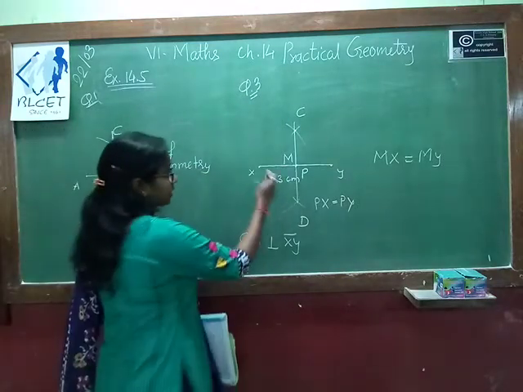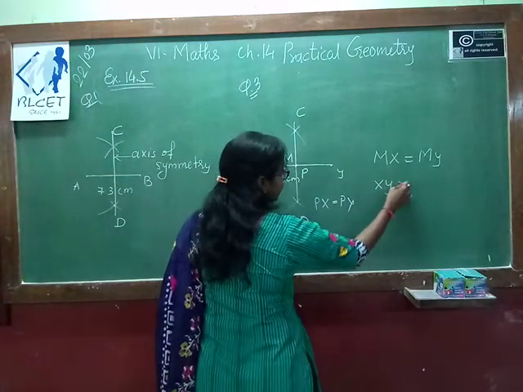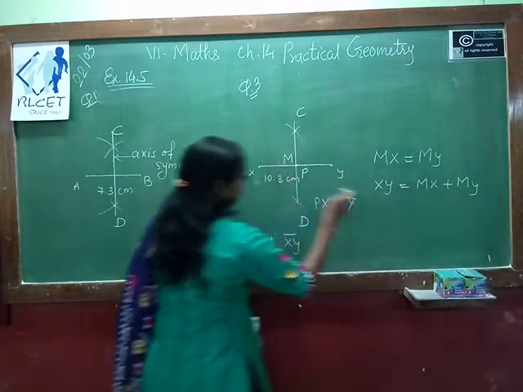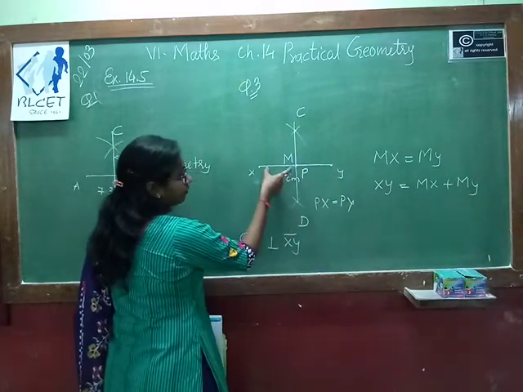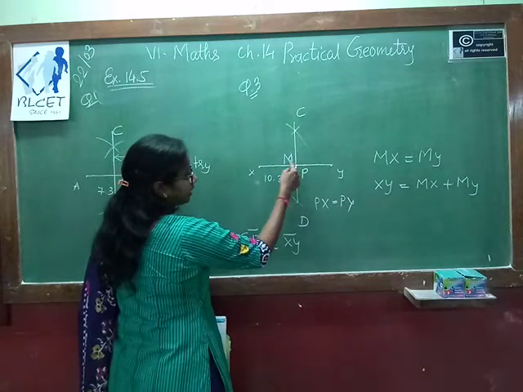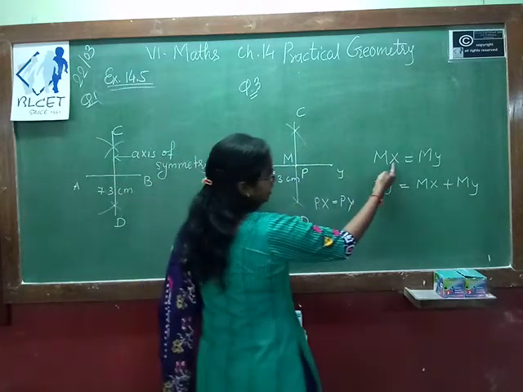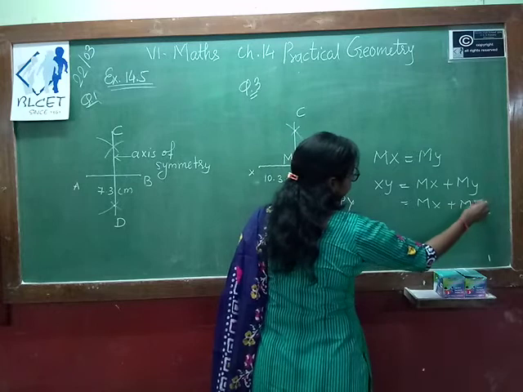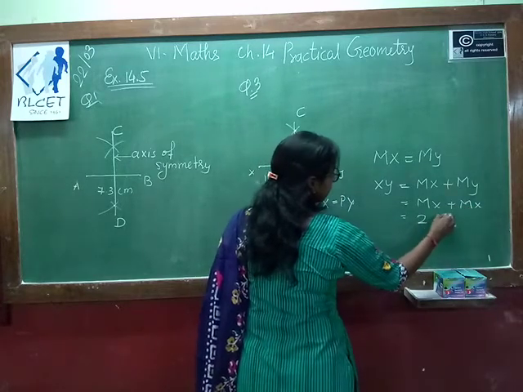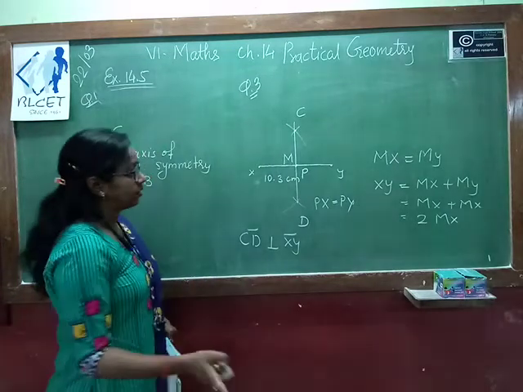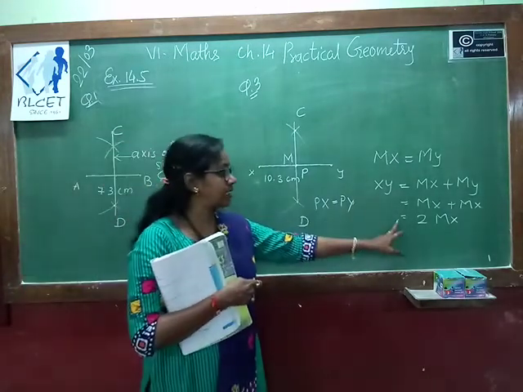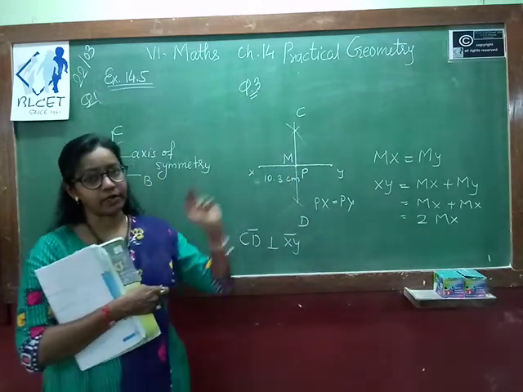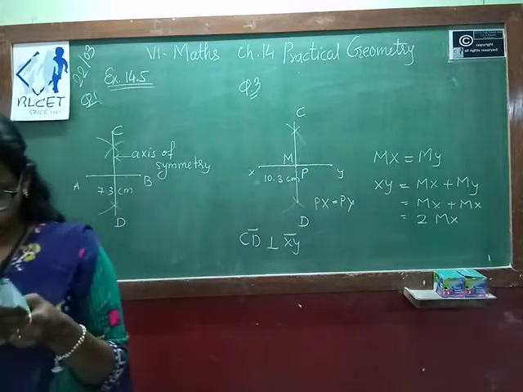Now XY is equal to what? XY is equal to MX plus MY. The whole length is equal to the first part, that is XM, plus the second part, that is MY. But we know that MX is equal to MY. So in place of MY, we can again write MX. So what is our answer? 2 times line segment MX. So XY is equal to 2 times MX. This is the relationship when M is the midpoint of XY. So this way we can solve question number 3.